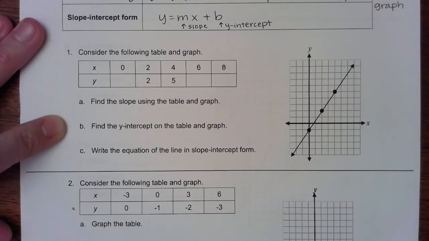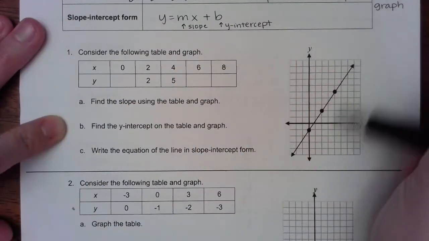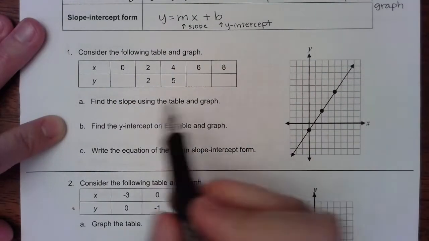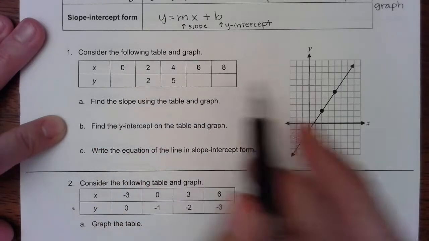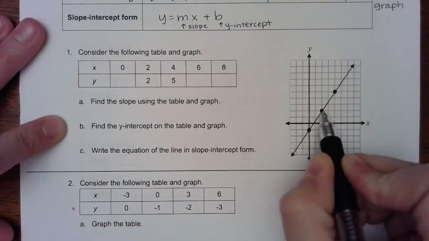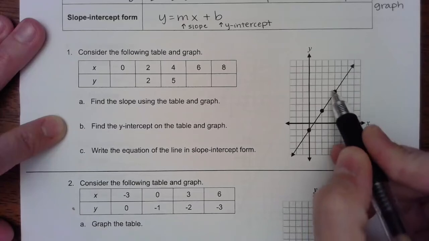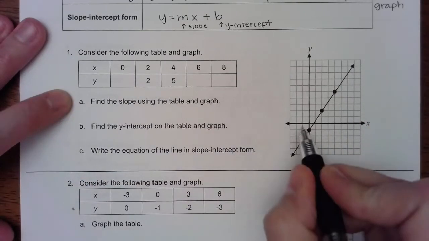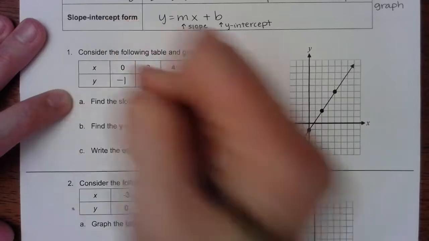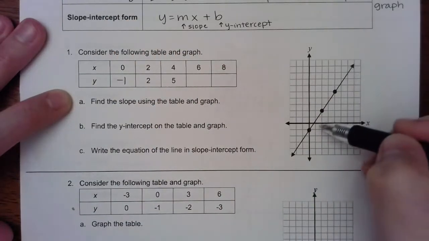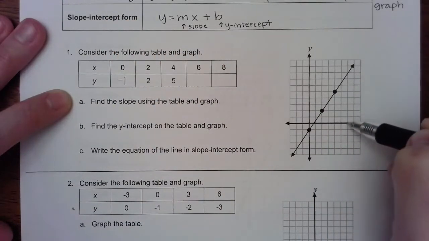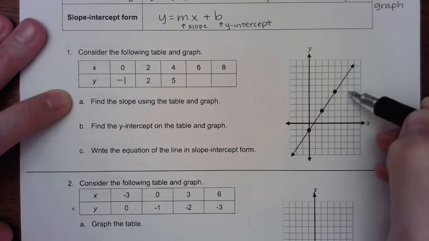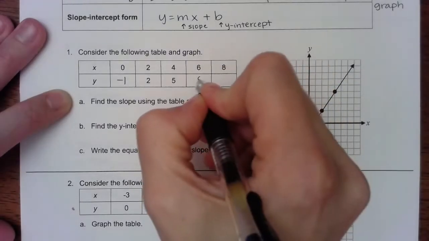So in example number 1, we're given a graph. This is the part that they're telling us, and they want us to finish filling in the table. So 2 goes with 2, that one's already here, and then 4 goes with 5, that one's already here. But it says 0, and then there's a missing spot. So 0 goes with -1, and then 6, counting 1, 2, 3, 4, 5, 6 goes with counting 1 through 8. So 6 goes with 8.